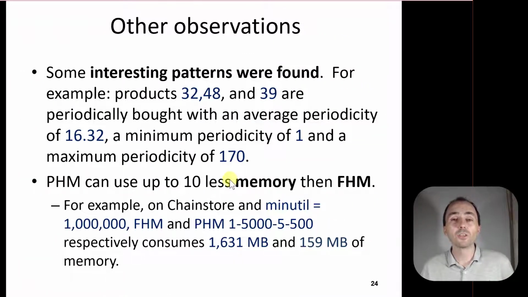There are some interesting observations. When we looked at the real data about shopping, we found some periodic patterns, like people buy some products 32, 48, and 39 every 16 transactions, for example. Here I don't have the meaning of 32, 48, 39, but it means some products like milk or banana or orange and so on. And also we found that PHM can use up to 10 times less memory than FHM. It is very, very efficient.